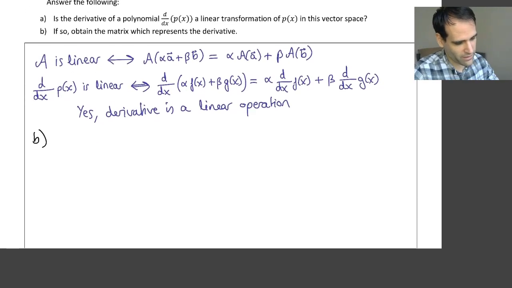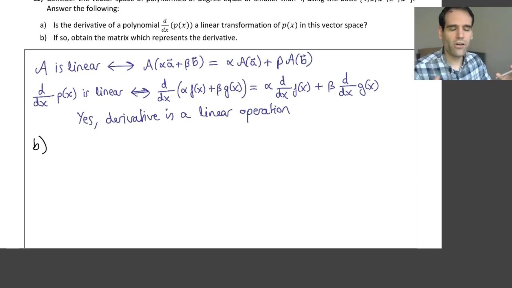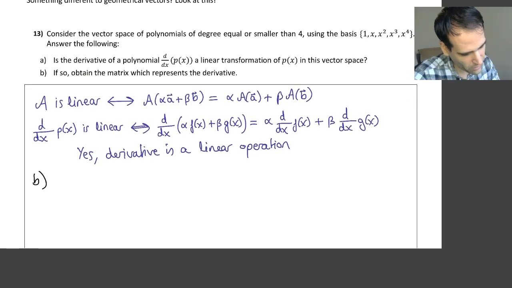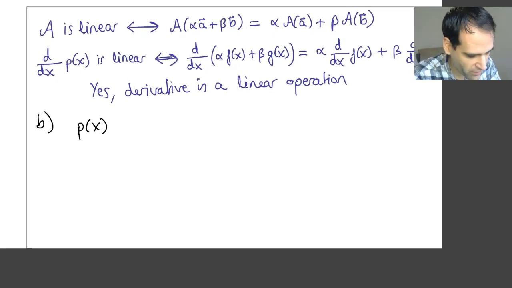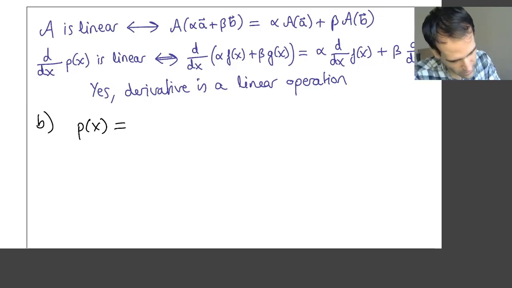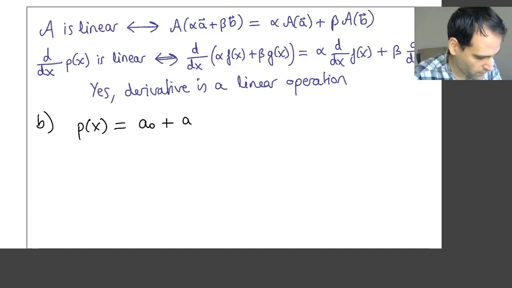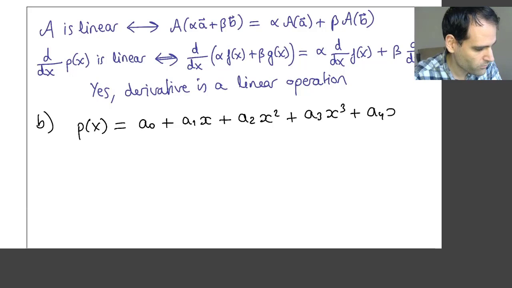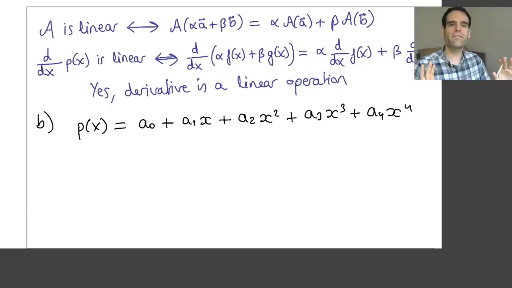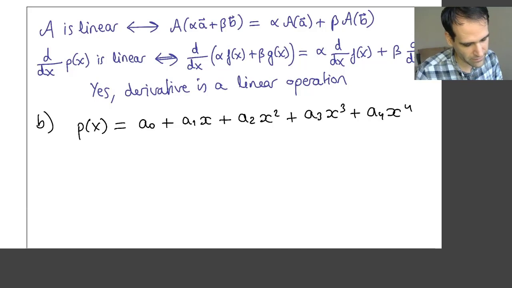Interesting. Okay. So let's remember, how can we be talking about vectors if we are talking about polynomials? Yeah. So remember, a polynomial of degree equal or smaller than 4, p(x), in general can be written like this. It's a0 plus a1 times x plus a2 times x squared plus a3 times x cubed plus a4 times x to the 4. That's the general way we can write any polynomial, right? So the a0, a1, a2, a3, a4 are the coefficients. They can take any value.